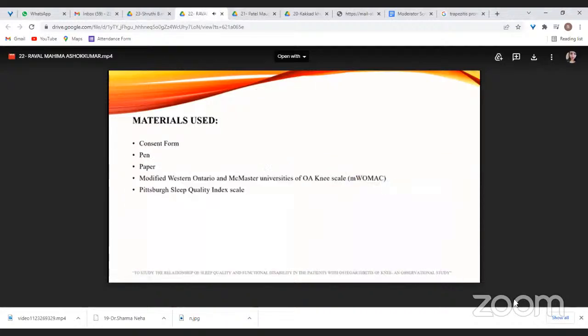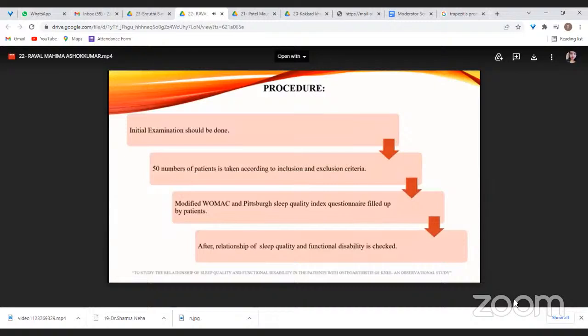Materials used are the consent form, pen, paper, the modified Western Ontario and McMaster Universities OA questionnaire, which consists of three components: pain, stiffness, and functional disability of the patient. And the Pittsburgh Sleep Quality Index questionnaire, which consists of sleep duration and latency, habitual sleep efficiency, sleep disturbances, use of sleep medication, daytime dysfunction, and subjective sleep quality over the prior month. So the procedure: initial examination should be done, consent from the patient should be taken, 50 patients are taken according to inclusion and exclusion criteria. The modified WOMAC and the Pittsburgh Sleep Quality Index questionnaires are filled up by the patient. After that, the relationship of sleep quality and functional disability is checked by SPSS version 20.0.